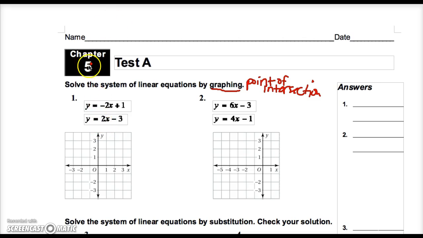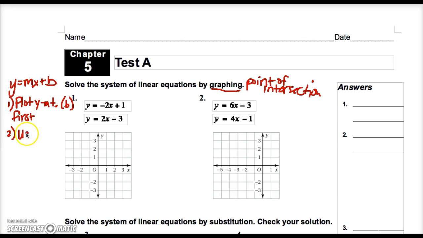So remember, whenever we are graphing, if our equation is in this form, y equals mx plus b, we want to plot the y-intercept first. And keep in mind, your y-intercept, that's the number that's in the b position. And then the second thing we're going to do is use the slope, which that's your m, and we're going to do rise over run.